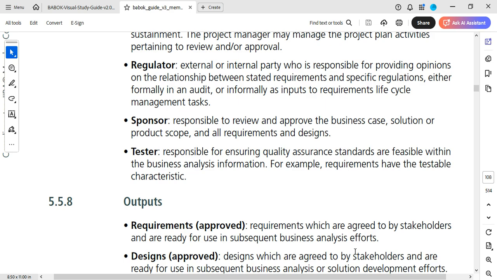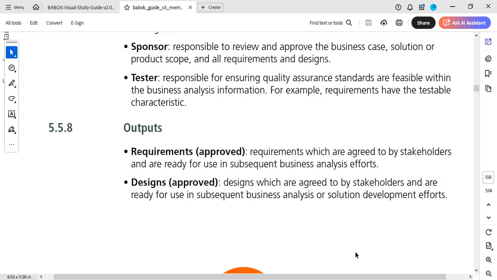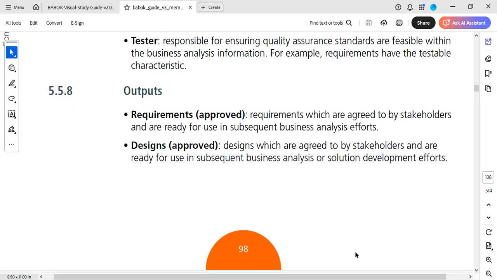Sponsor, responsible to review and approve the business case, solution or product scope and all requirements and designs. Tester, responsible for ensuring quality assurance standards are feasible within the business analysis information. For example, requirements have testable characteristics. Output: requirements approved, designs approved. Requirements which are agreed to by stakeholders and are ready for use in subsequent business analysis efforts. Designs approved: designs which are agreed to by stakeholders and are ready for use in subsequent business analysis or solution development effort.